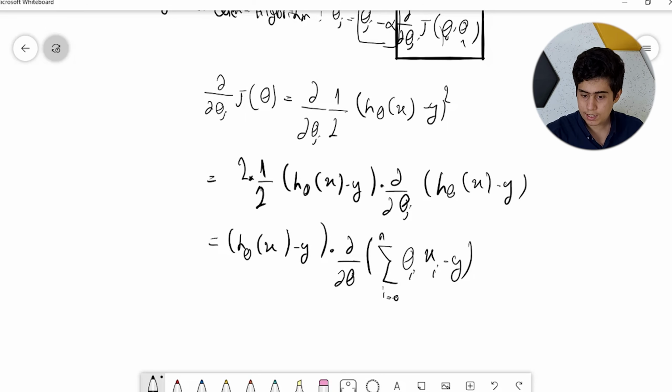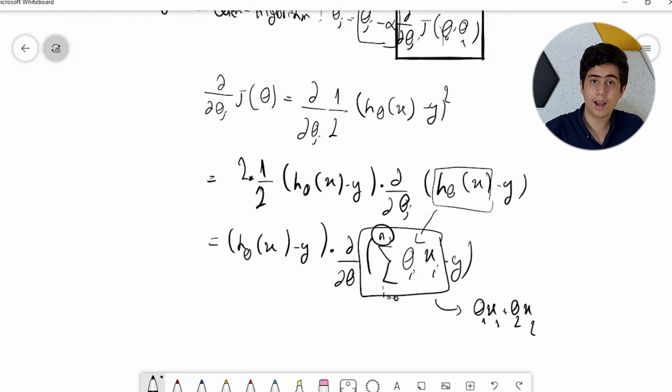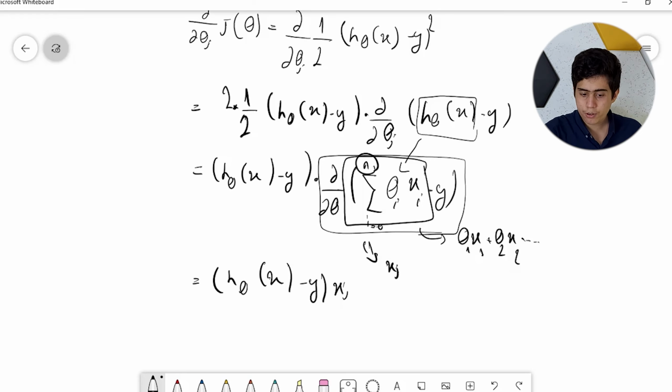Alright guys, so as you can see, this hypothesis theta here, this term over here, is basically this term over here. So what this means here is basically theta 1 x1 plus theta 2 x2, and the term n is basically our input values or our features, the number of our features. If we calculate this whole term over here, it will be equal to xj. So let me write that over here for you. Alright, so this is how gradient descent looks for only one example.